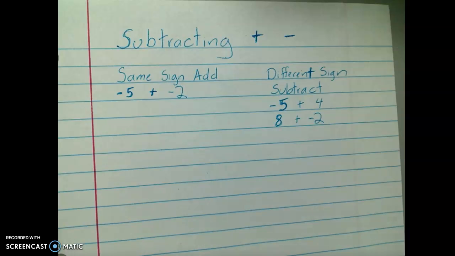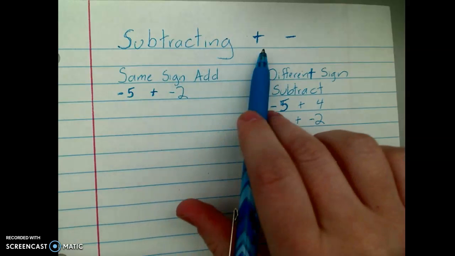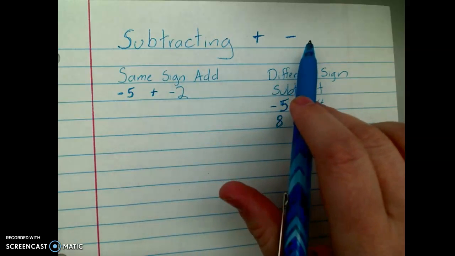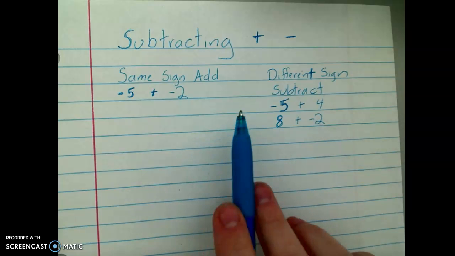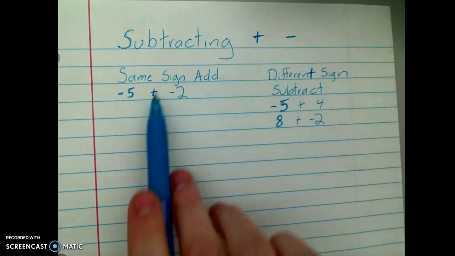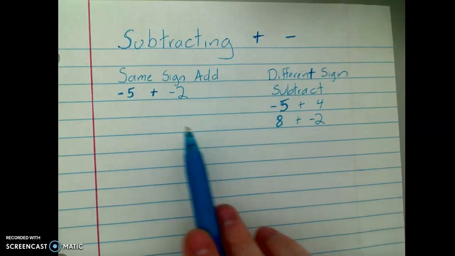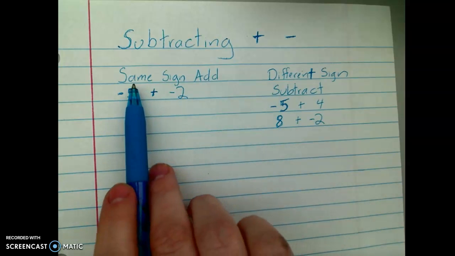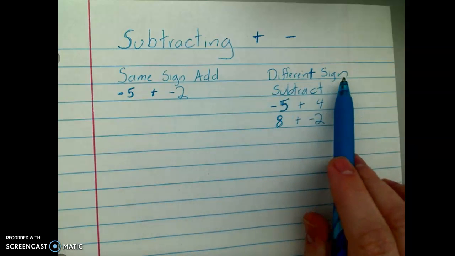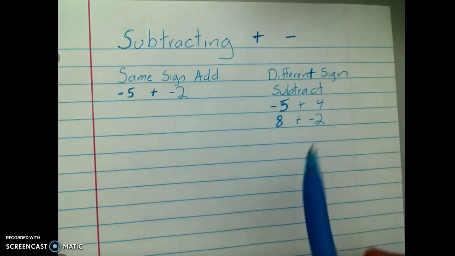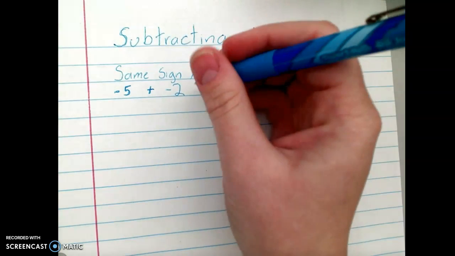Today we're going to be talking about subtracting positives and negatives. Before we get into subtraction though, I want to real quick review the addition rules that we've been covering. Okay, those rules are same signs add and different signs subtract. Okay, so let's take a look at these really quick.